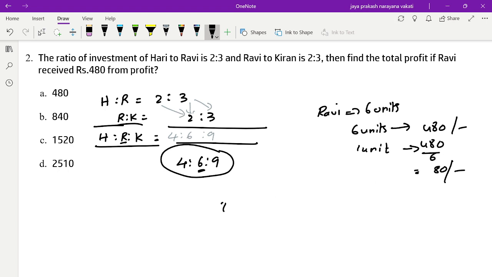Nice. Now total profit is how many units? 6 plus 4 plus 9, 19 units. So I need to calculate 19 units. So 1 unit is 80, then 19 units will be 19 times 80.